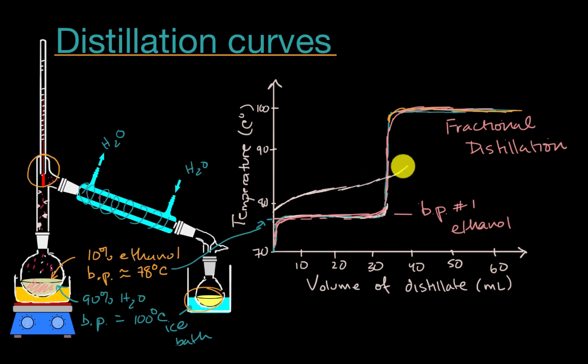So it might look something like this, because the whole time the vapors at the thermometer are going to be more gradually transitioning between ethanol and water. So from a simple distillation curve, it's much harder to pick out the boiling points of the constituent substances.